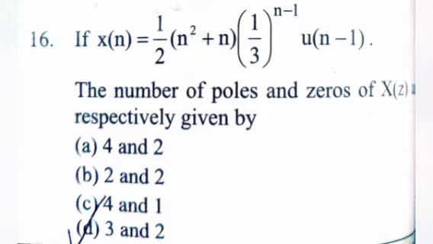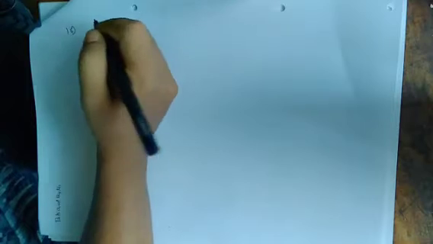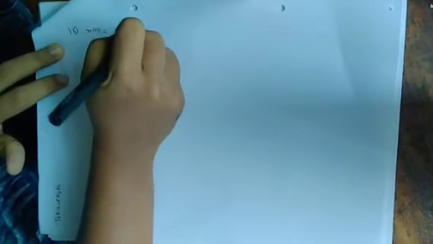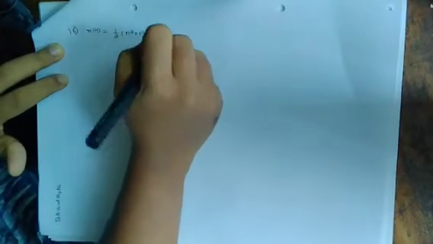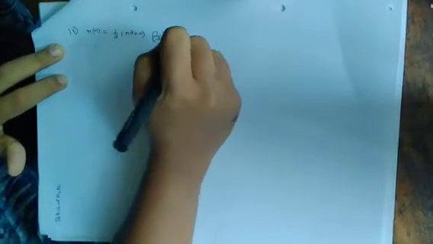So let's start with x of n equal to half n square plus n into 1 by 3 n minus 1 u of n minus 1. This was given in the question x of n. The number of poles and zeros of x of z are respectively given by. We have to find out our x of z first.